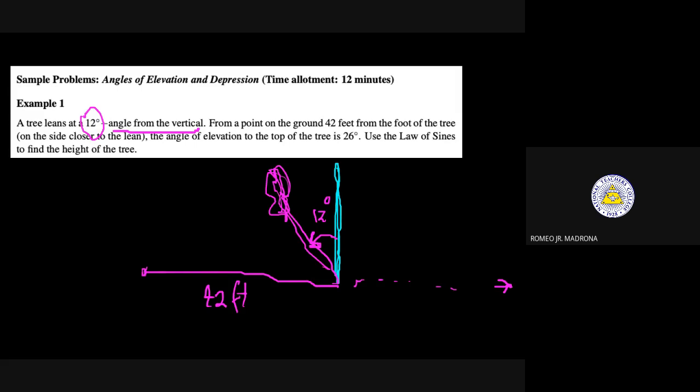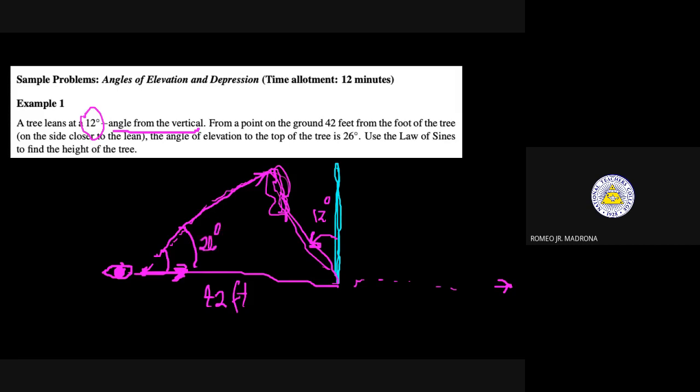And the angle of elevation to the top of the tree is 26. So, angle of elevation means you are looking up, di ba? Looking upward. Ayan, the angle of elevation. Saan ba yung basis ng angle niya? Siyempre, horizontal nandito, kasi dito yung sight natin. Ito yung basis natin horizontal, ito yung line of sight natin. So, ito yung angle of elevation which is equal to 26 degrees.